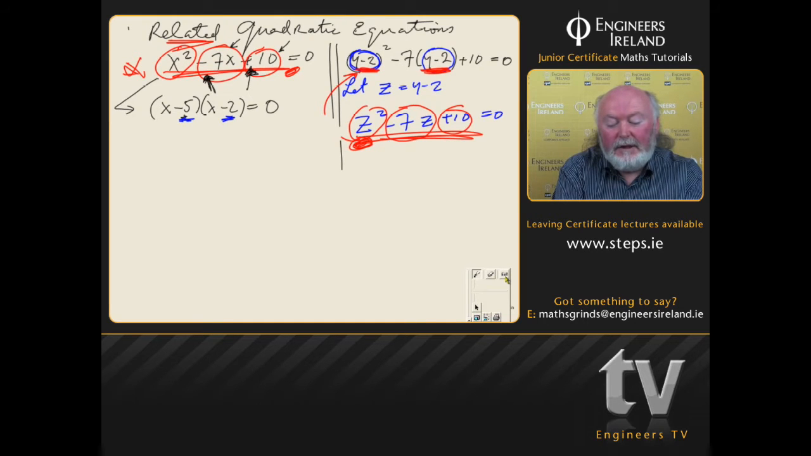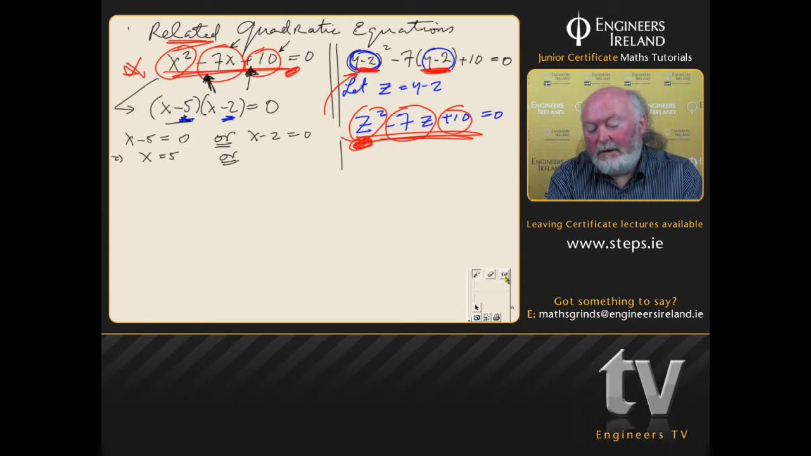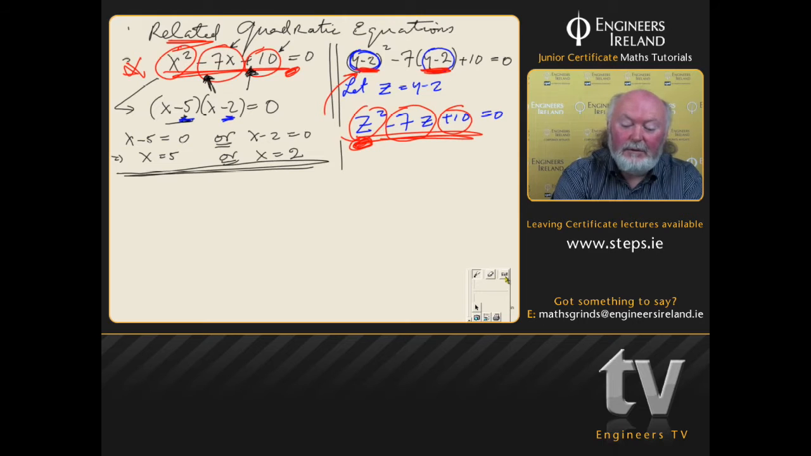How can x minus 5 multiplied by x minus 2 equal 0? It can only be if x minus 5 equals 0 or x minus 2 equals 0. How can x minus 5 be equal to 0? Only if x equals 5. And similarly, x minus 2 can only be equal to 0 if x is 2. That has solved that equation.